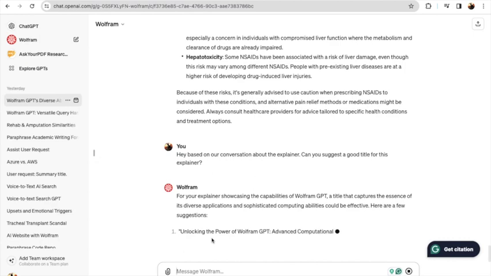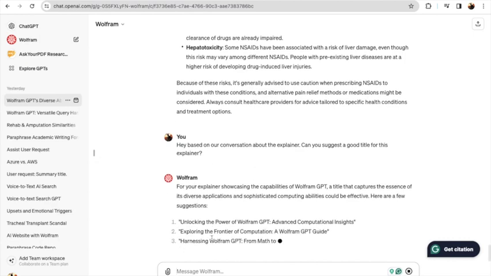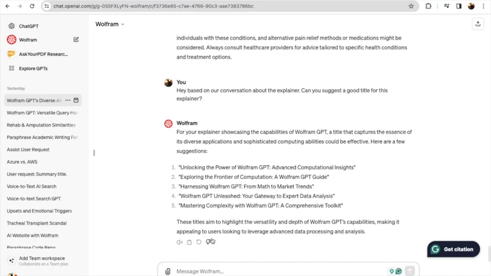Unlocking the power of Wolfram with advanced computational insights, harnessing Wolfram from maths to market trends. Wolfram GPT Unleashed, mastering complexity with Wolfram, a comprehensive toolkit. I like that. That seems very sophisticated and a nice title. I usually don't like having terms like unlocking or unleashing, but I like that. So I'm going to put that as the title for the video.